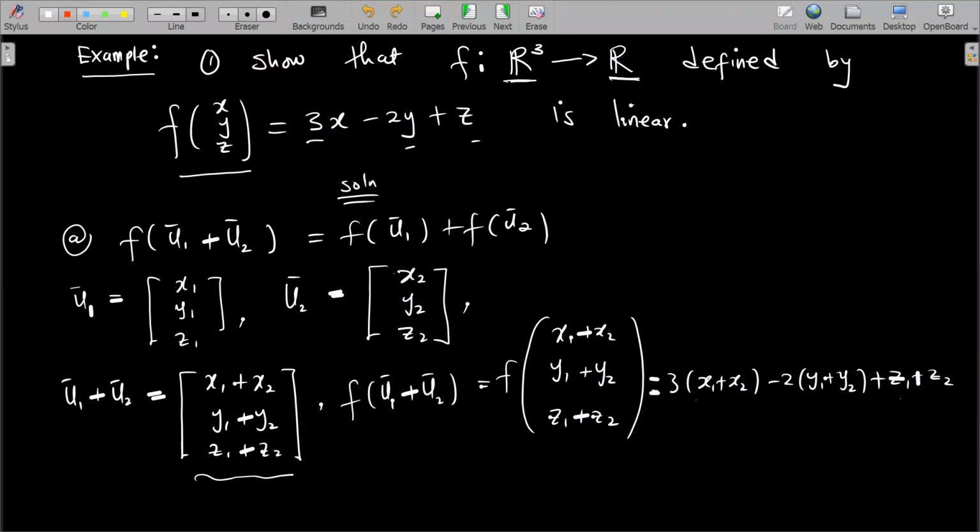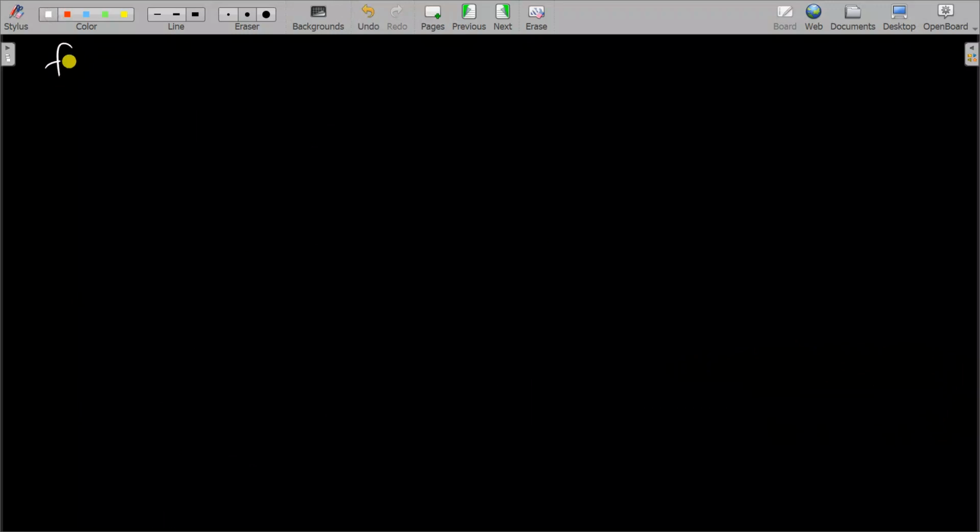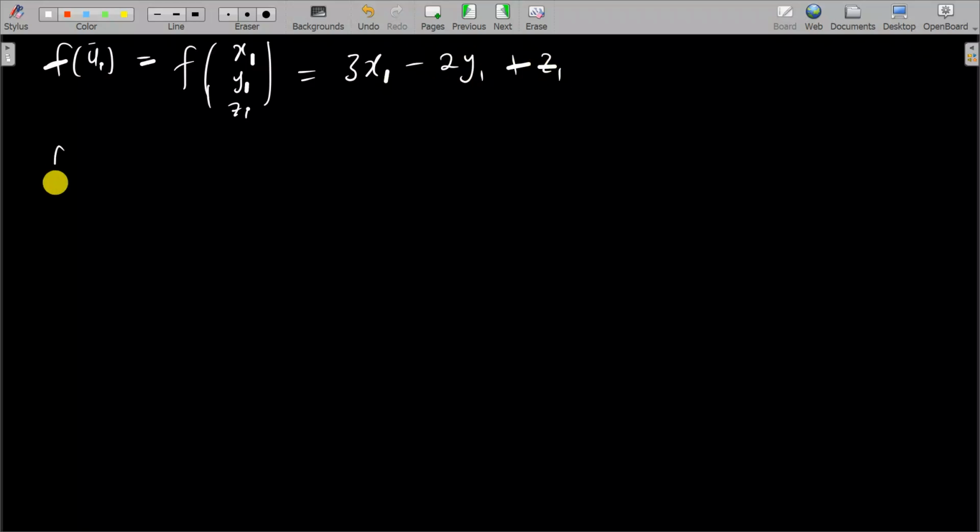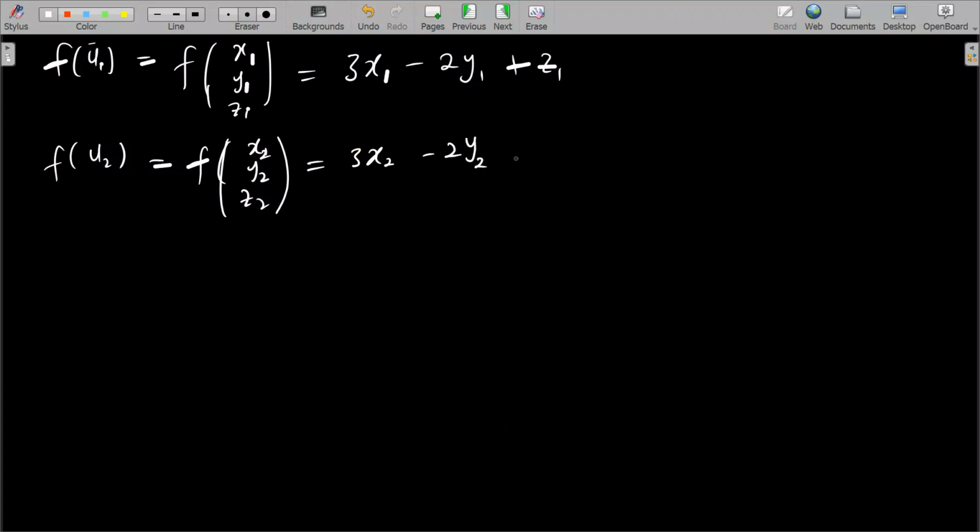Okay, now if I do f of u1, it was defined to be x1, y1, z1, right? And this is going to be 3 times the x component minus 2 times the y component plus the z component, right? And then f of u2 is also going to be f of x2, y2, and then z2. Okay, that's the definition of the function. And this is going to be 3 times x2 minus 2 times y2, sorry, plus z2.